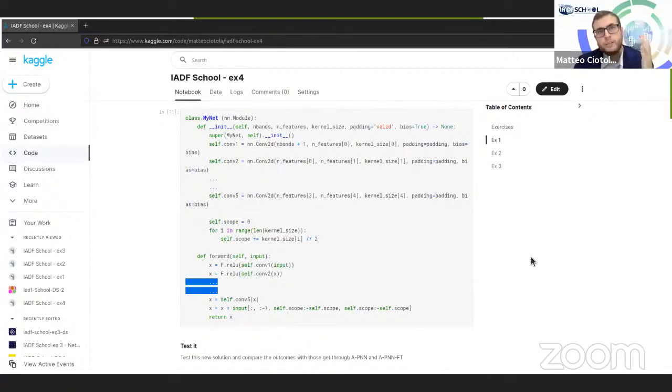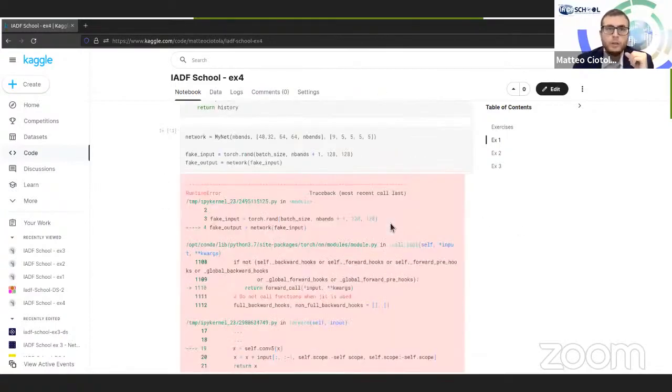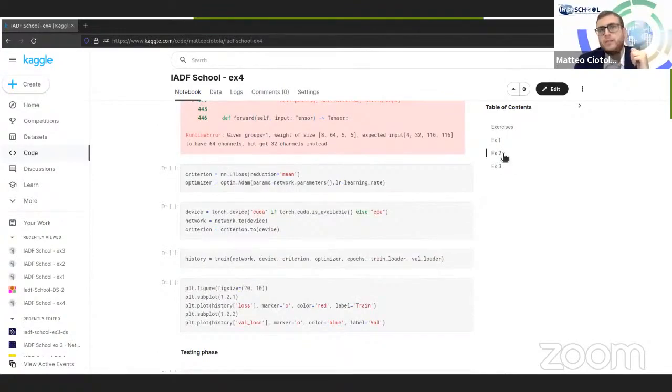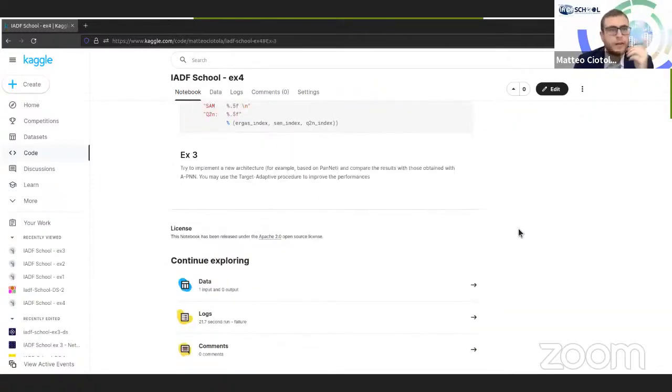The first exercise consists of making a deeper version of APNN to try to improve its generalization capability. While in the second, you should reflect on the importance of the hyperparameters and how different values, for example of the learning rate, may affect the entire training procedure. And finally, if you have enough time, please try to implement your own deep learning architecture, which hopefully has better outcomes than APNN.